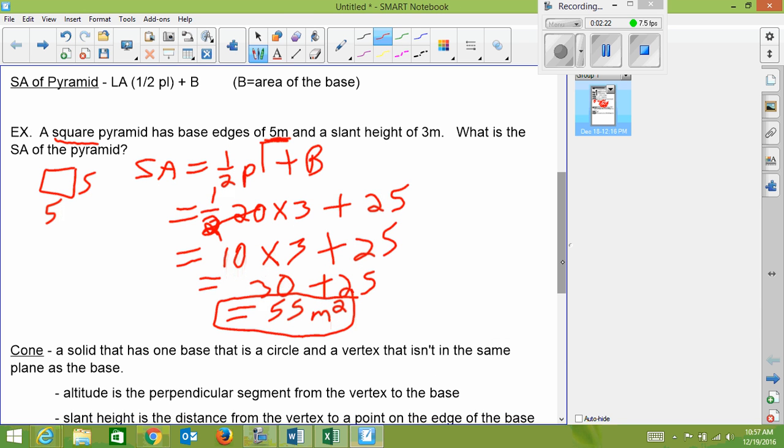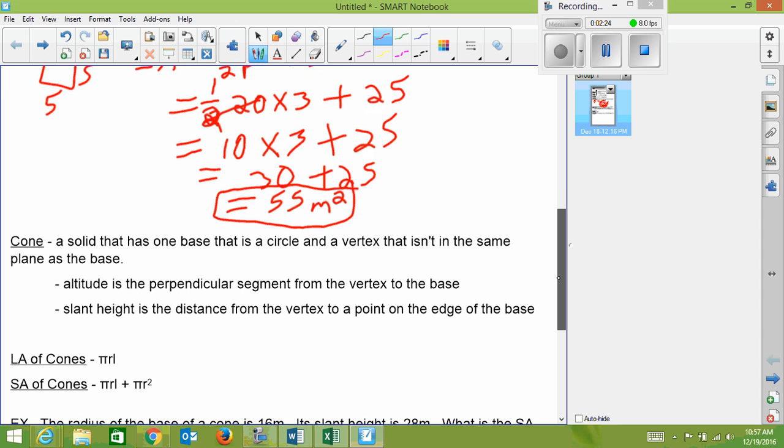Next, we're going to deal with cones. So a cone is a solid that has one base that is a circle and a vertex that is in the same plane as the base. In other words, it looks like a witch's hat. It comes to a point, has a circle as the base.